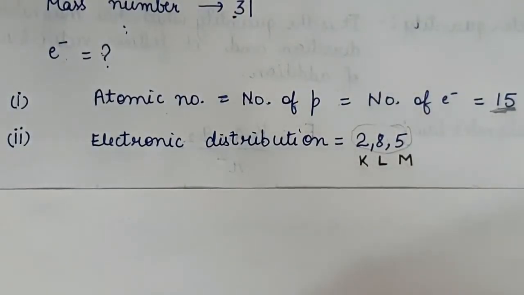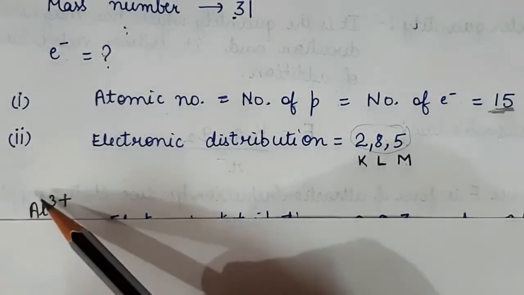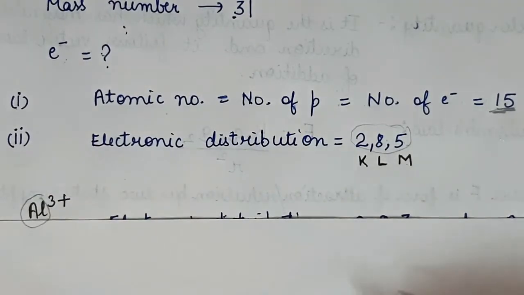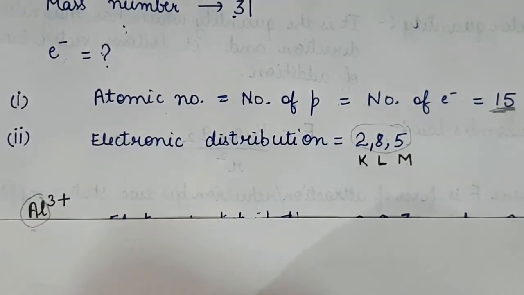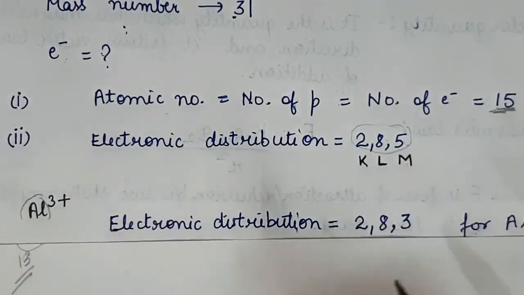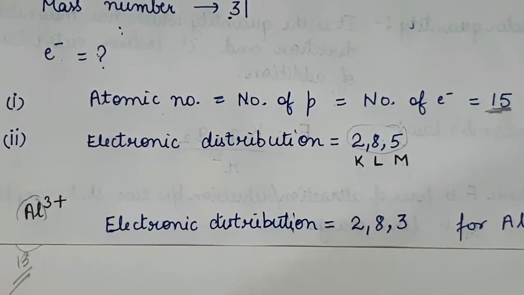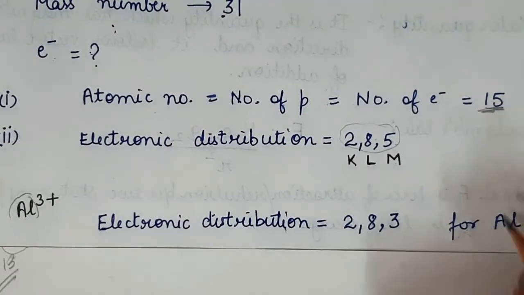Moving ahead to question number 10. Write down the electronic configuration of aluminium 3 positive and oxygen 2 negative. So let us take the first case, that is aluminium 3 positive. First of all, write down the electronic configuration of only aluminium atom. What is the atomic number of aluminium atom? It is 13. So electronic distribution will be 2, 8, 3. It will be for aluminium atom only.